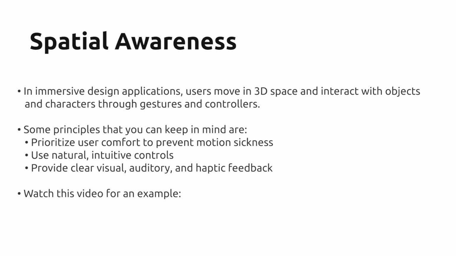the virtual space. Some principles that you can keep in mind are: prioritize user comfort to prevent motion sickness. Use natural, intuitive controls. Provide clear visual, auditory, and haptic feedback. As you can see in this video example, the user's hands are shown in the VR training video to provide visual feedback of the user's actions and help the user to orient themselves in relation to the objects in VR.